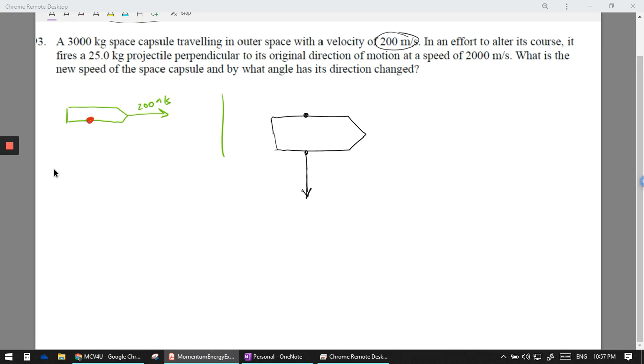So as it turns out, this little red block here that's been shot down, they somehow managed to shoot it out perfectly perpendicular so that it loses its 200 meter per second forward velocity. That being said, the intention is that this momentum here that the ship has should be equal to this momentum.